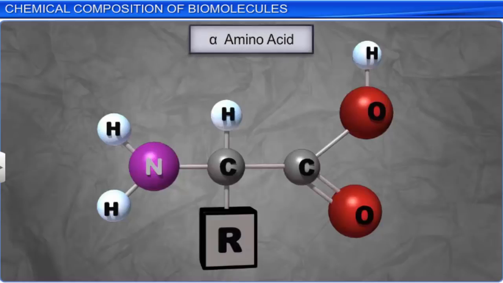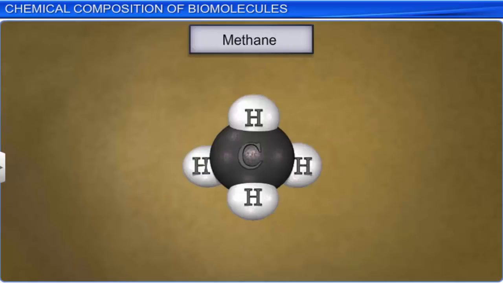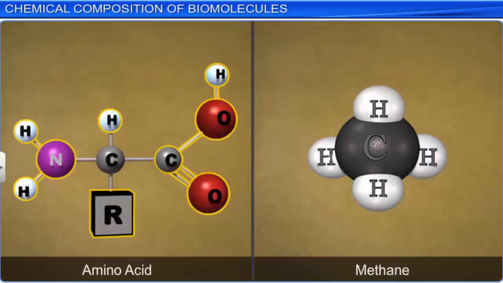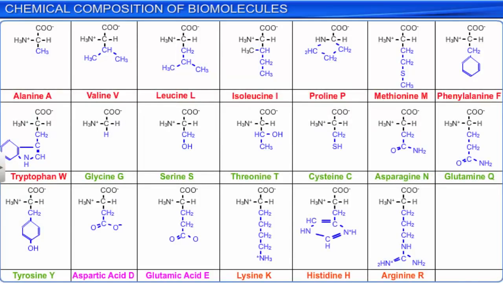Amino acids are substituted methanes. There are 4 substituent groups occupying the 4 valency positions. These groups are hydrogen, the carboxyl group, the amino group, and a variable group, also known as the R group. Based on the nature of the R group, there are many amino acids.